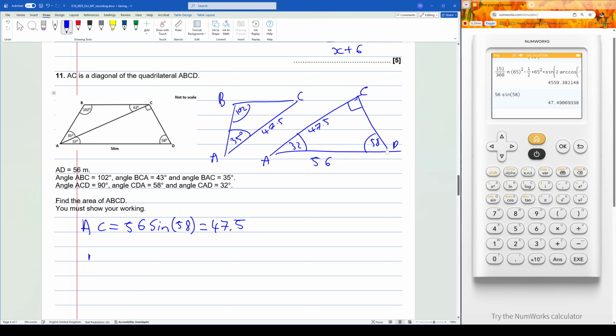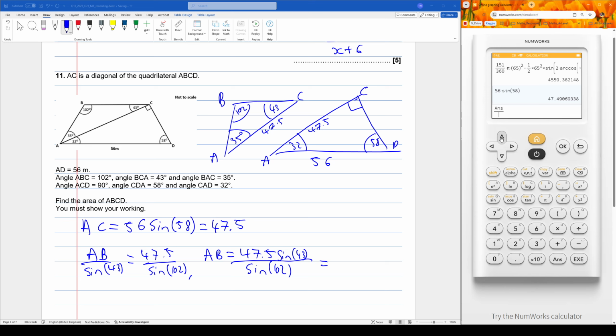So I can find AB with the sine rule. AB over sine 43 is equal to 47.5 over sine 102. Therefore, AB is equal to 47.5 sine 43 over sine 102. And just pop that straight in the calculator. So, answer, yes, that's what I want. I want the answer of the previous calculation that I did in here. 43 over sine 102. And I'm going to get 33.1. There we go.